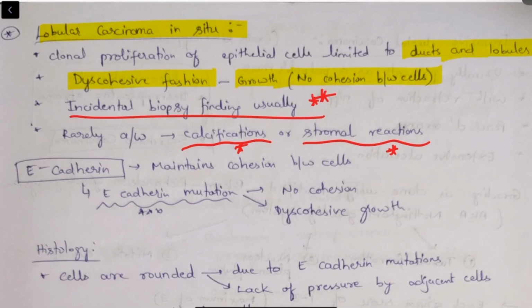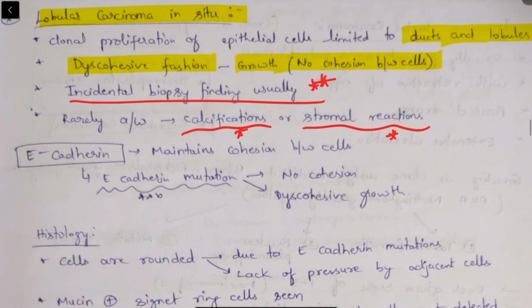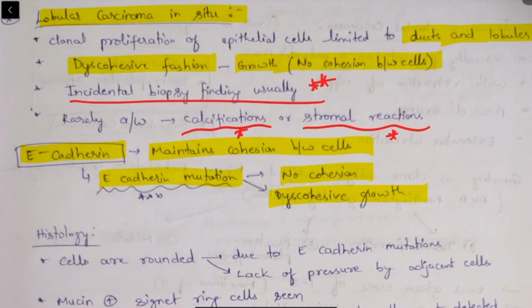So there is one more protein called E-cadherin, which is known to maintain the cohesion between these cancer cells. Since there is E-cadherin mutation in case of lobular carcinoma in situ, there will be no cohesion and discohesive growth. So in MCQs they'll ask how do you differentiate between ductal carcinoma in situ and lobular carcinoma in situ, or which of the following two carcinoma in situ will have E-cadherin associated mutation. In that case, it is lobular carcinoma in situ.